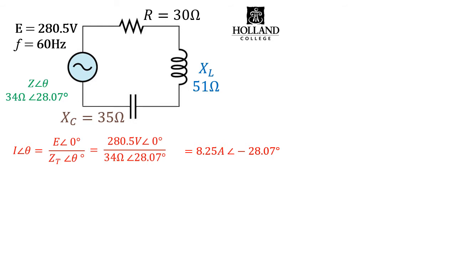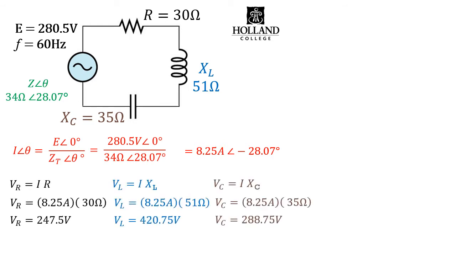Once you have your current, you can calculate your voltages, where the voltage across the resistor will be 247.5 volts, the voltage across the inductor 420 3/4, and the voltage across the capacitor 288 3/4 volts.